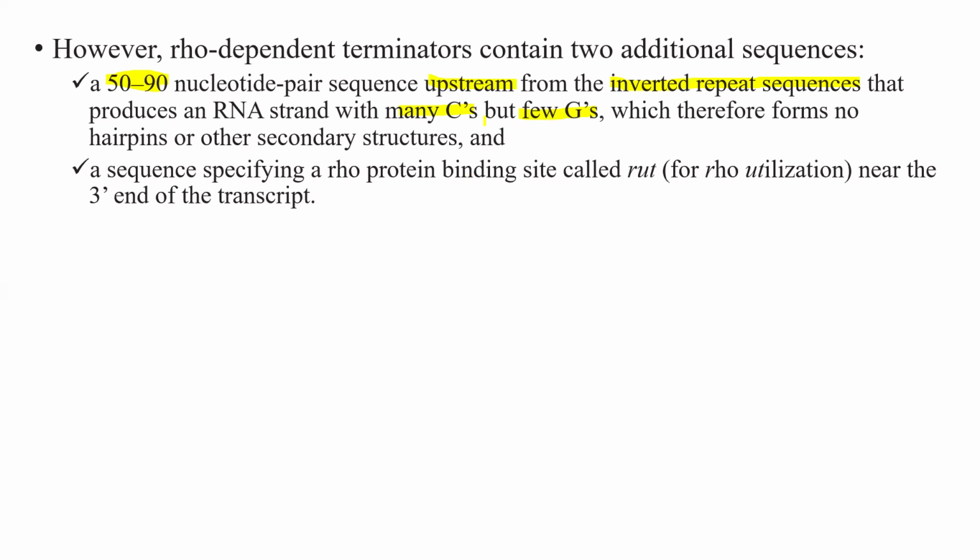And the second additional sequence is a sequence specifying a rho protein binding site called the RUT sequence. This is called the RUT sequence. This is for rho utilization site. And this RUT sequence is a binding site for rho protein, where the rho protein will come and actually bind to this RUT sequence. And rho protein is the main player in this mechanism. Near the 3' end of the transcript, this sequence is there.